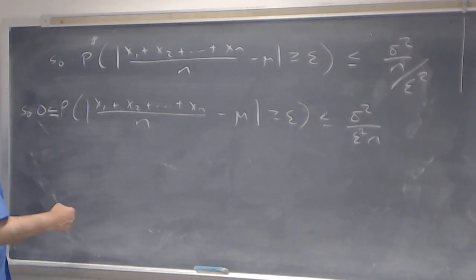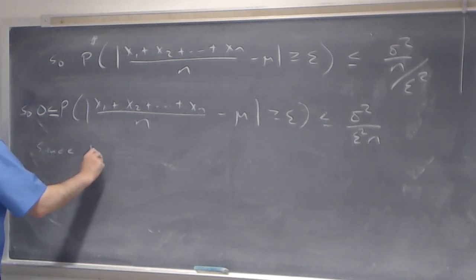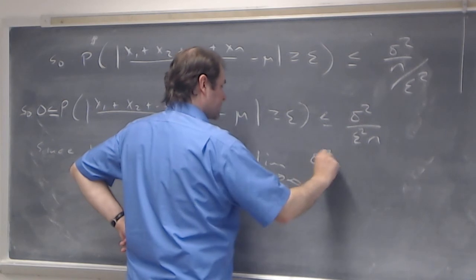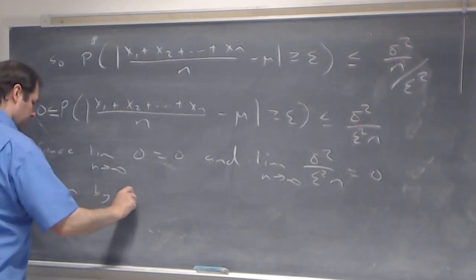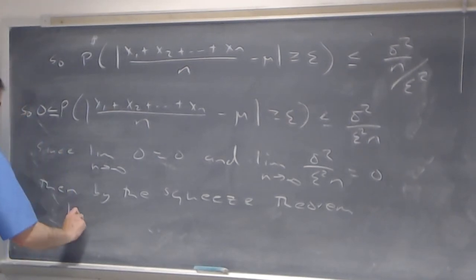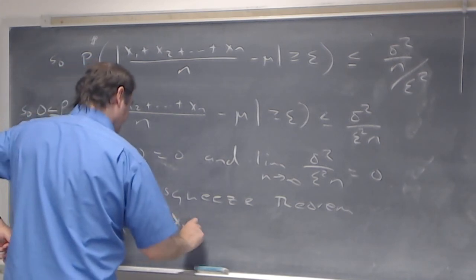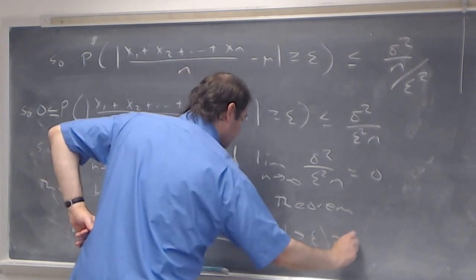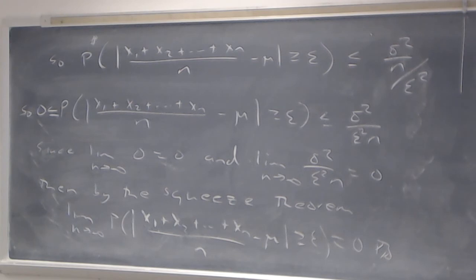Well, notice by the squeeze theorem, since the limit as n goes to infinity of 0 equals 0, and the limit as n goes to infinity of sigma squared over epsilon squared n equals 0, then by the squeeze theorem, this probability has to equal 0. And that's what we're trying to show. So that's the proof of the weak law of large numbers.